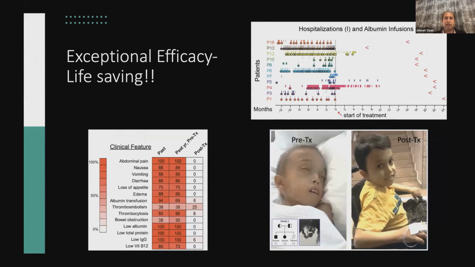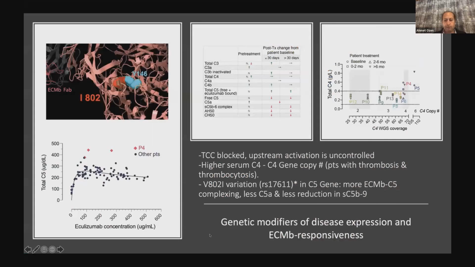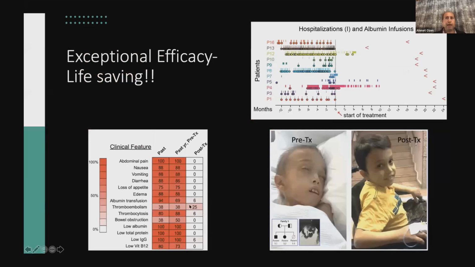We treated 16 patients over a period of 20 months, and the clinical efficacy was remarkable. The drug rescued the patients from death, eliminated requirement for albumin transfusion and hospital admission, and reversed all manifestations. The two exceptions to full recovery were thrombosis and thrombocytosis, which were not completely reversed in all cases, as shown here. We carried in-depth explorative studies to better understand the broad aspects of this disease and how they respond to therapeutic inhibition with C5.